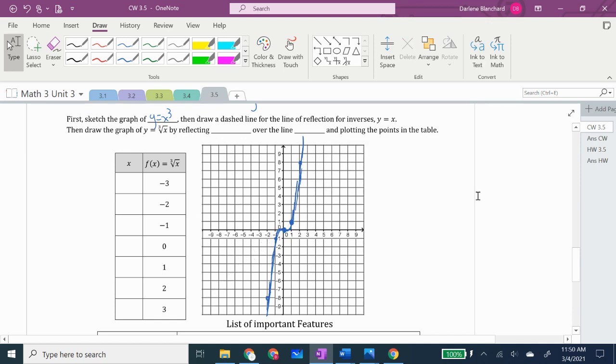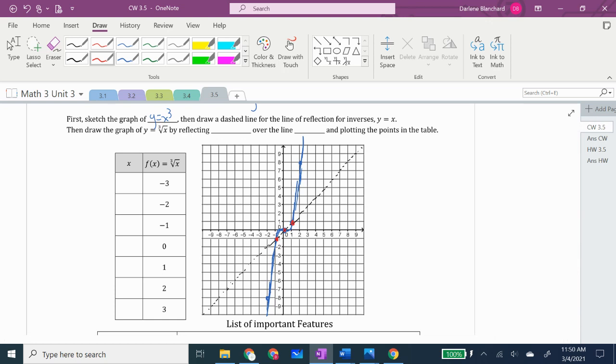When you do draw the line y equals x, it's very important that you notice that line goes through the point 0, 0, it goes through the point 1, 1, and it goes through the point negative 1, negative 1. Those are points that are shared by x cubed and the cube root of x. So there's that dashed line y equals x. And you can either use a visual look at the graph to try to draw the cube root of x, or you can help yourself by using a table.